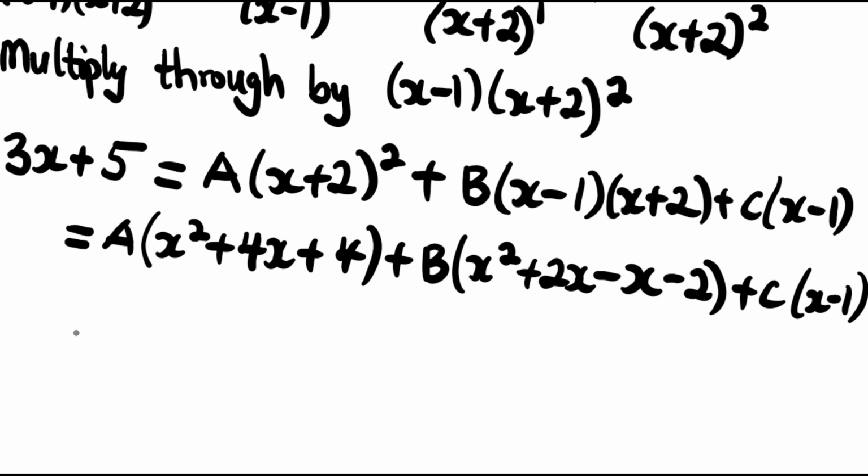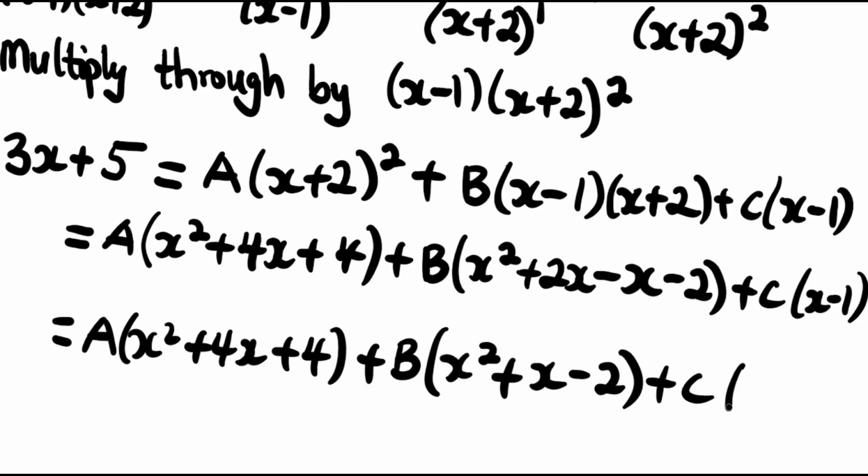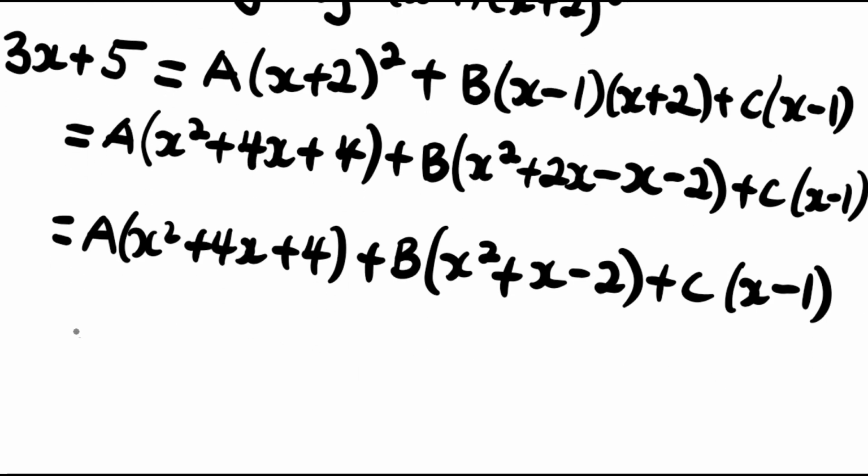Okay. Now let's continue. So we are having a to multiply x squared plus 4x plus 4, plus b into bracket x squared plus x minus 2. Okay, so I'm just simplifying like terms inside here, plus c into bracket x minus 1. So we have a good point there.